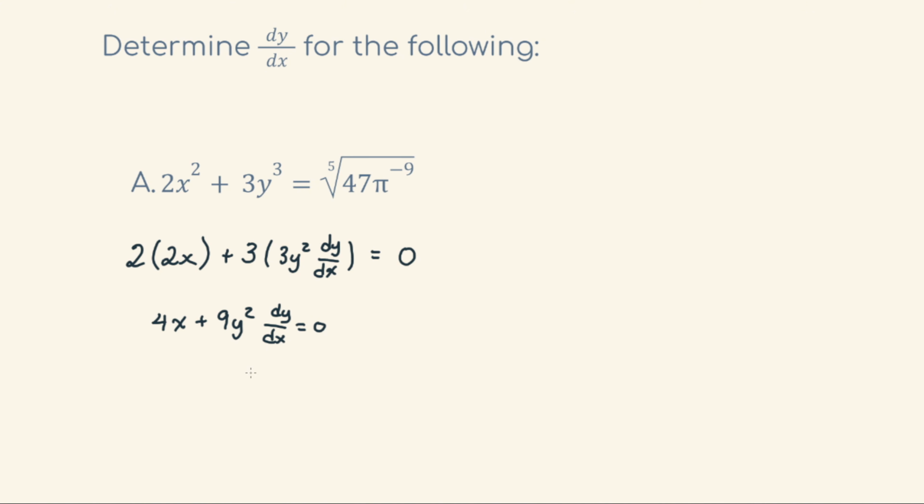So we're going to subtract 4x from both sides. You're going to get 9y squared dy over dx is equal to minus 4x. And now we're just going to divide both sides by 9y squared. You're going to get dy over dx is equal to minus 4x over 9y squared. And that's question A.